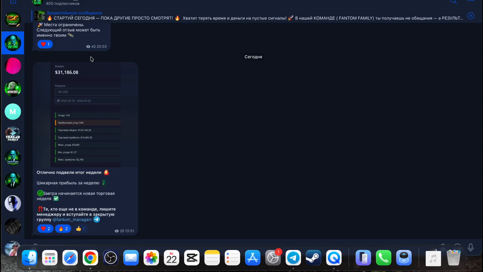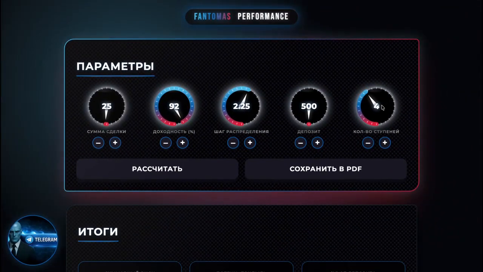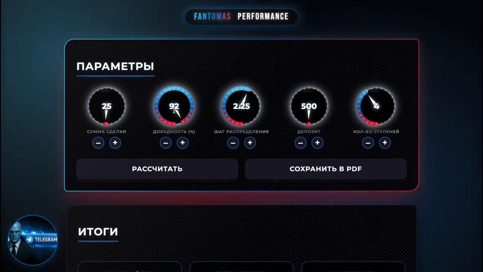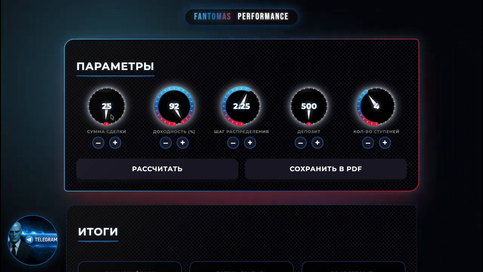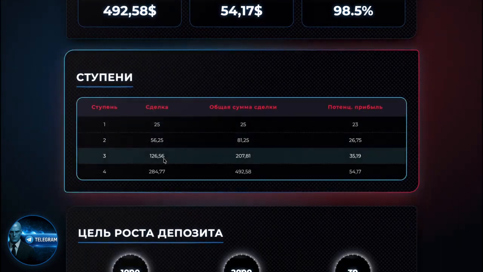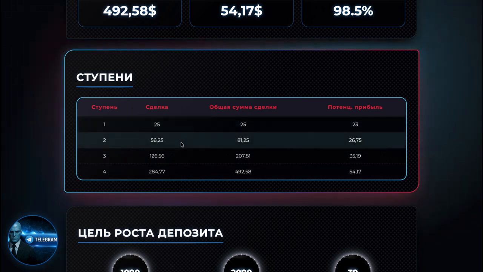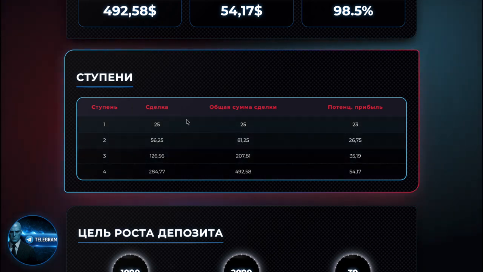How does it work? Look, my balance is now $500. I made 4 steps for myself. The yield is 92%, the step is 2.25, and my first step will be $25. Look, first is 25, second is 56, third is 126, fourth is $284. That is, I take the first step. If it's a loss, I take the second. If it's a loss, I take the third. If it's a win, I also take the first. And so on. You get it.